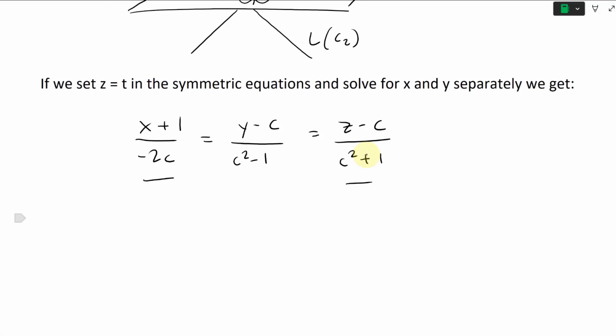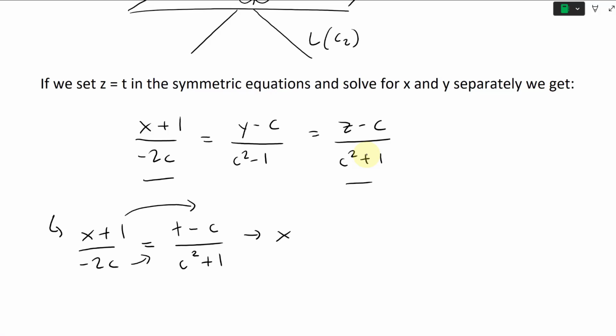So we're going to have right here (x plus 1) over negative 2c, this equals, well, z plugged in as t there, equals (t minus c) over (c squared plus 1). And now solve for x. The next thing to do is multiply this out of there. So negative 2c, move it over to the other side. We're going to get an x, and also move the negative 1 over to the other side as well.